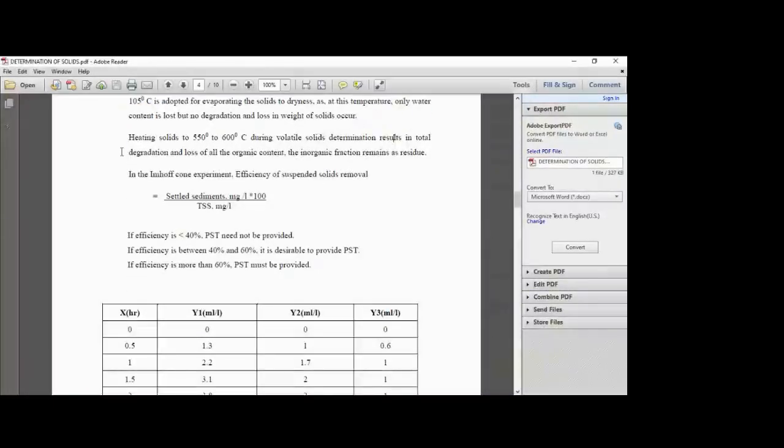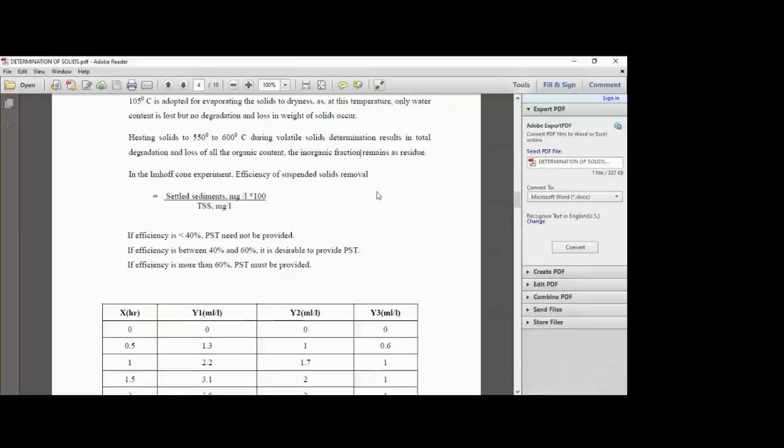Now what about the total volatile solids? What we have done is adopt a temperature of 550 to 600 degrees Celsius, right? So why have we adopted this temperature? Heating solids to 550 to 600 degrees Celsius during volatile solids determination results in the total degradation and loss of organic matter. Organic content is nothing but your volatile solids. So when you heat a sample at 550 to 600 degrees Celsius, all the organic content will be burned off, and what remains will be the inorganic fraction.